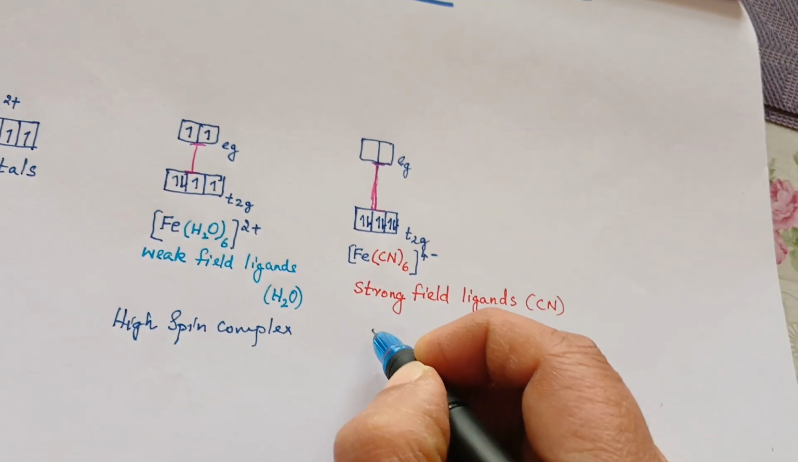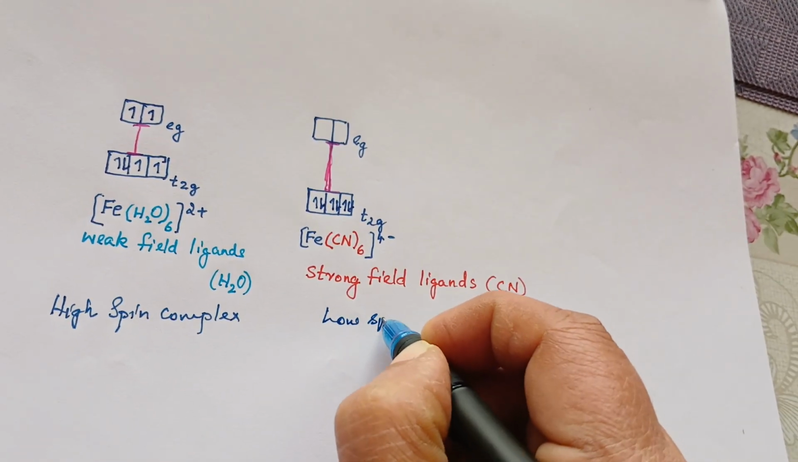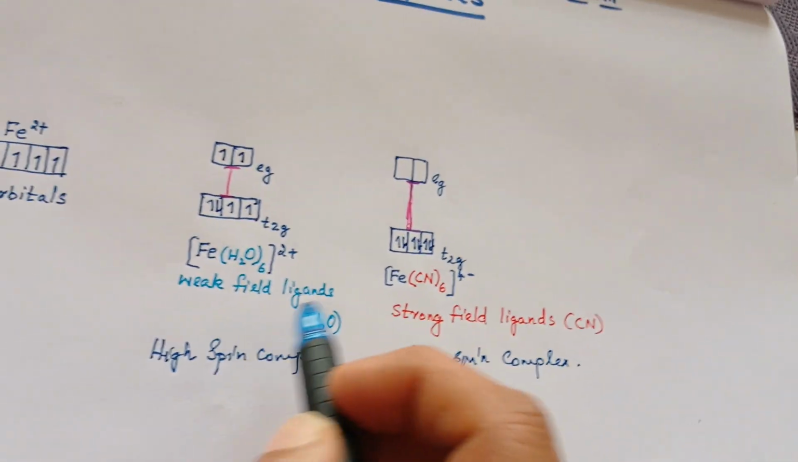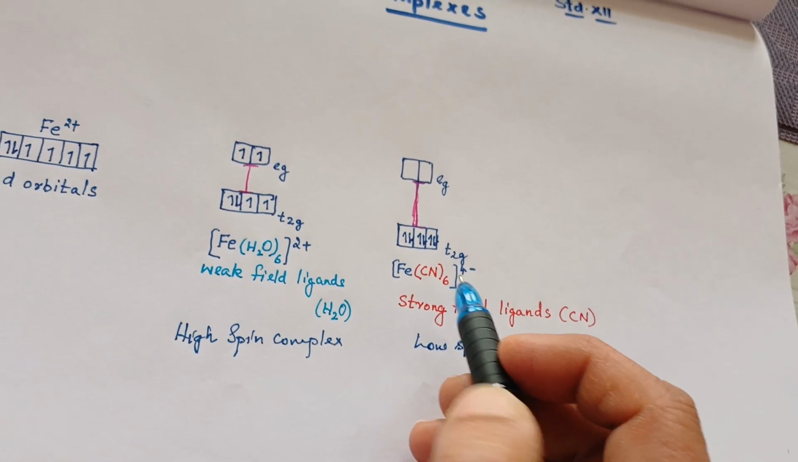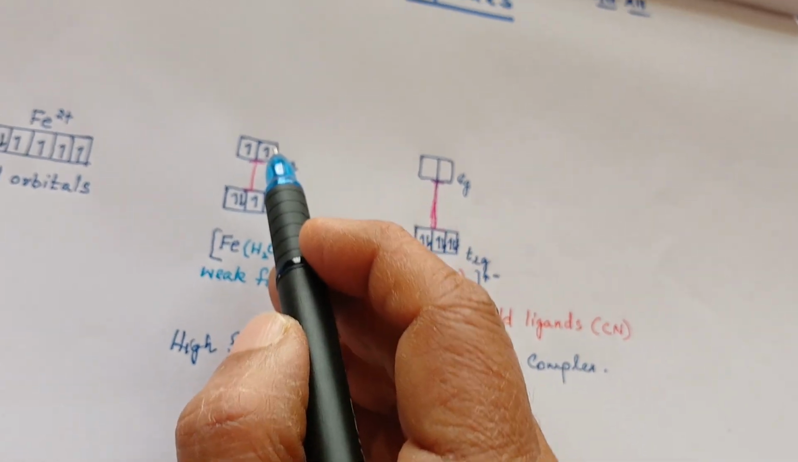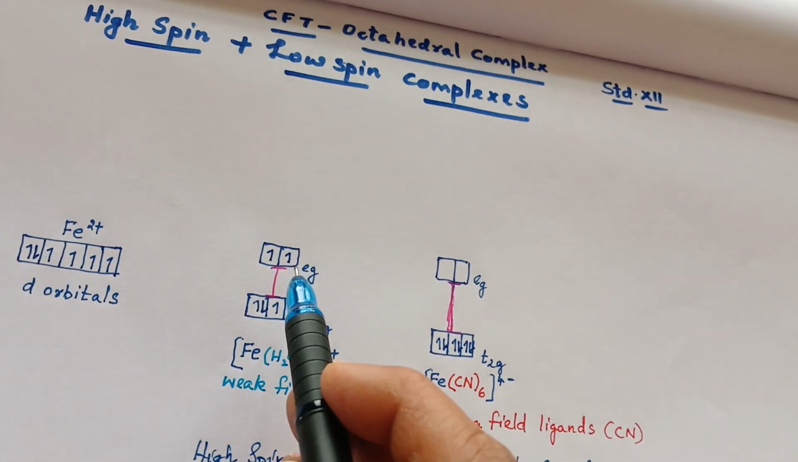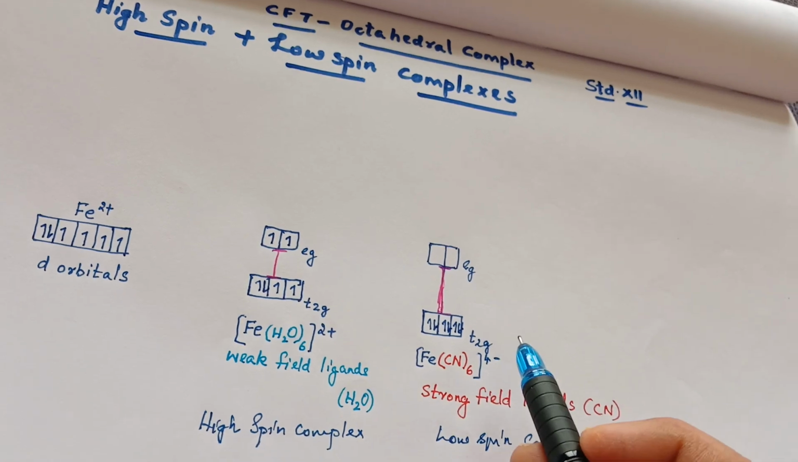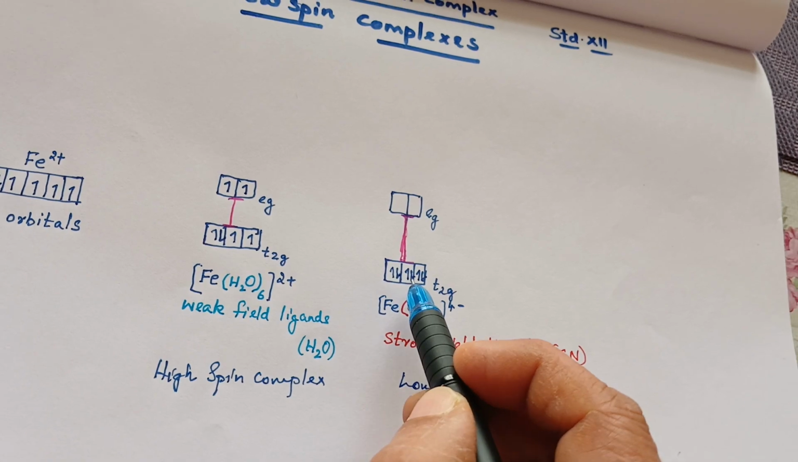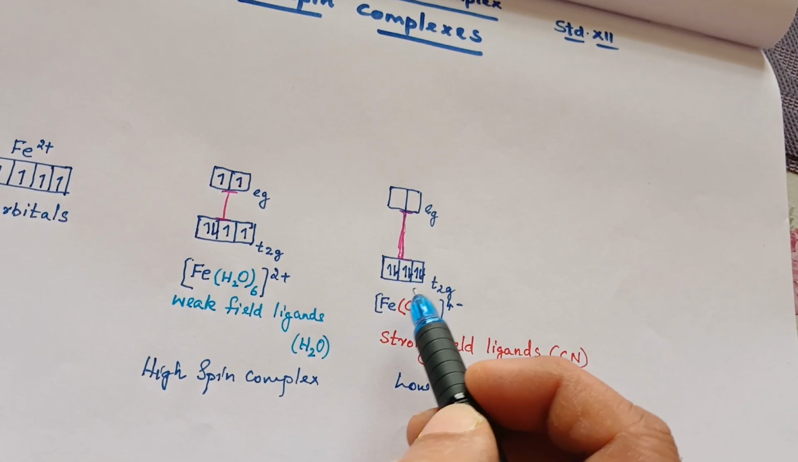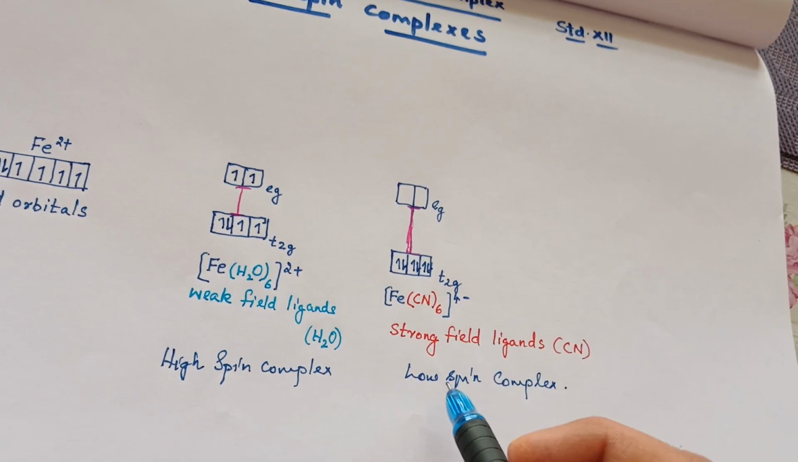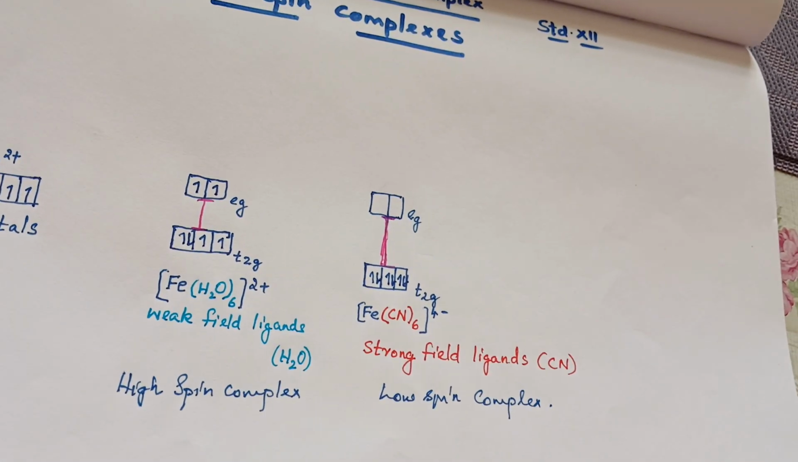So when a strong field approaches the Fe2+, we are getting a low spin complex. So it is the 4th electron which makes the difference. If the 4th electron is going to a higher level, then that will give you a high spin complex, and if the 4th electron is going back to the T2G or lower level, it starts getting paired, then you will get a low spin complex.